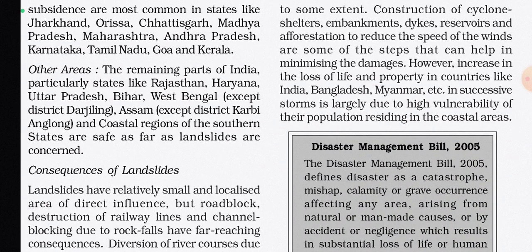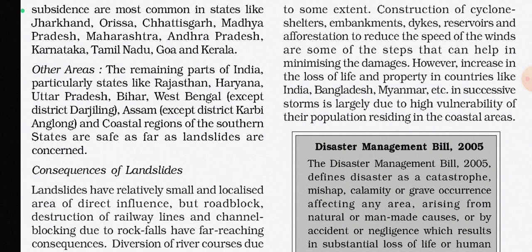Construction of cyclone shelters, embankments, dikes, reservoirs, and afforestation to reduce the speed of the winds are some of the steps that can help in minimizing the damages. However, increasing loss of life and property in countries like India, Bangladesh, Myanmar, etc. in successive storms is largely due to high vulnerability of their population residing in the coastal areas.